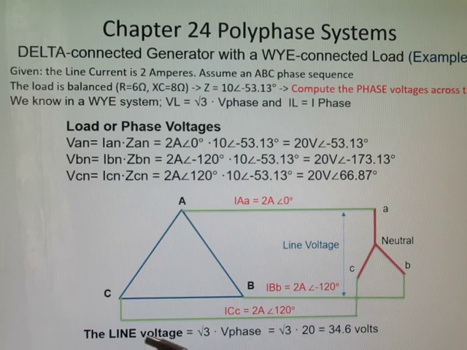And what is our line voltage? If we're given the phase voltage of 20, our line voltage is the square root of 3 times the phase voltage, which is 34.6 volts.